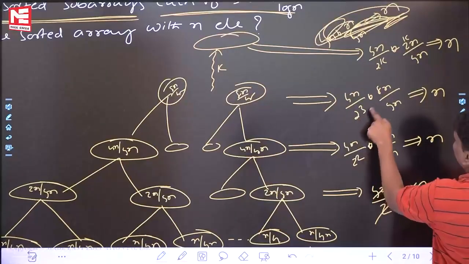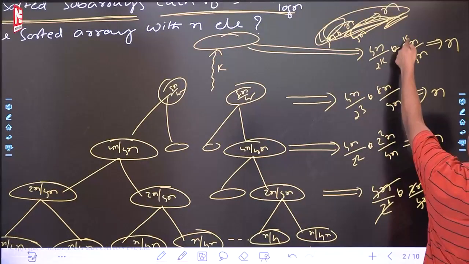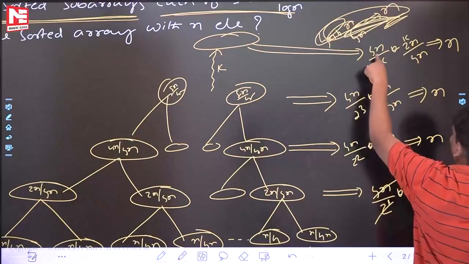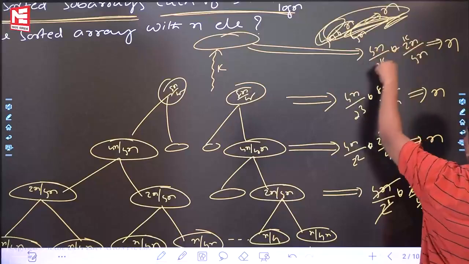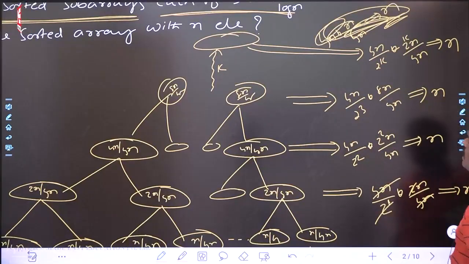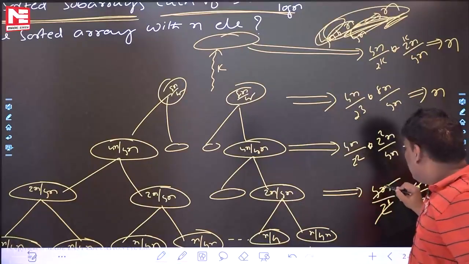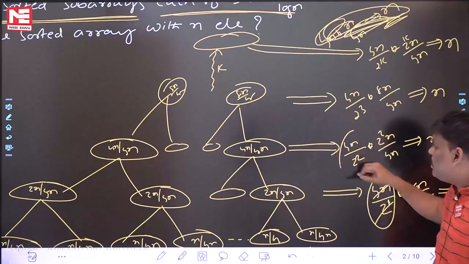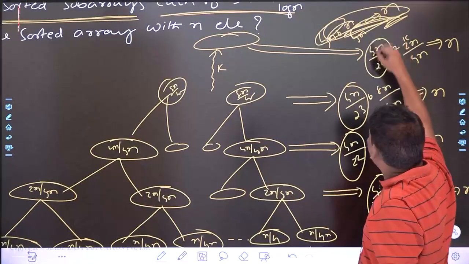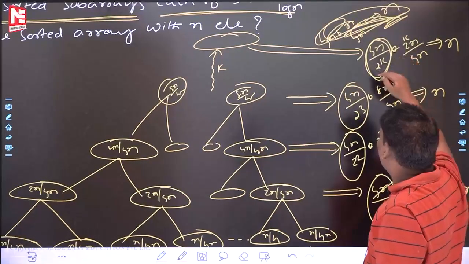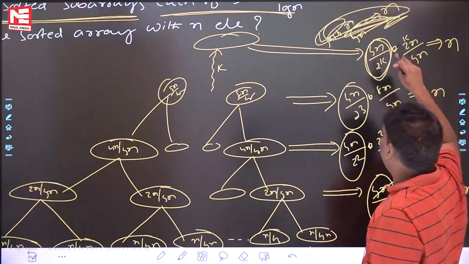See this one: here 8 means here also 8, here 2 square means here also 2 square, here 2 power k means here also 2 power k. If I do it k times, log n by 2 power k into 2 power k n by log n: log n cancels, 2 power k cancels, n. Some people are asking, after doing k times, why you stopped? Here log n by 2 groups, here log n by 2 square groups, here log n by 2 cube groups, here log n by 2 power k groups. Why did you stop? Log n by 2 power k becomes 1. It became one group. That is the reason I stopped.